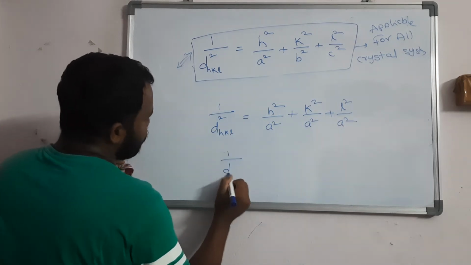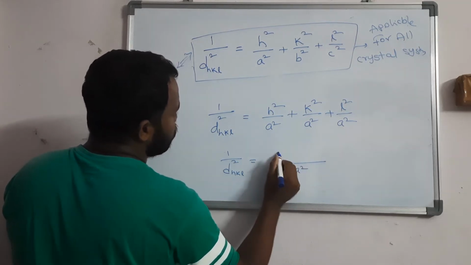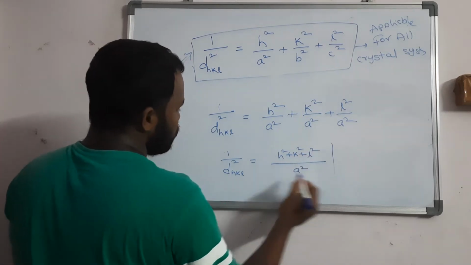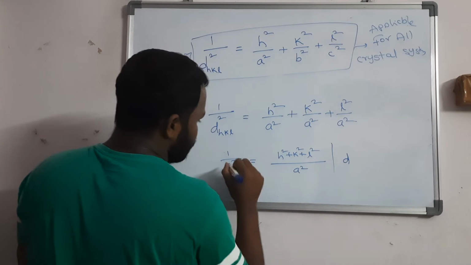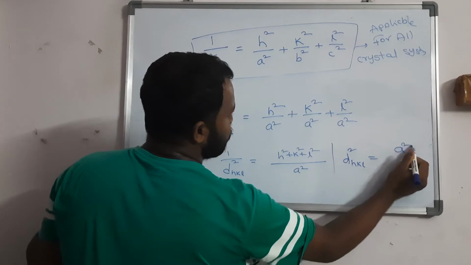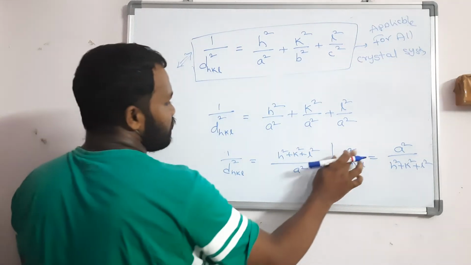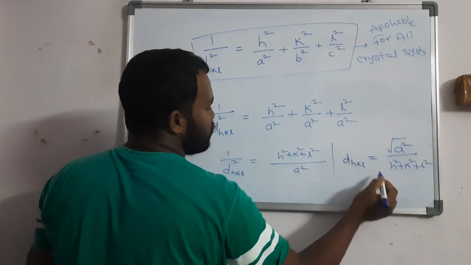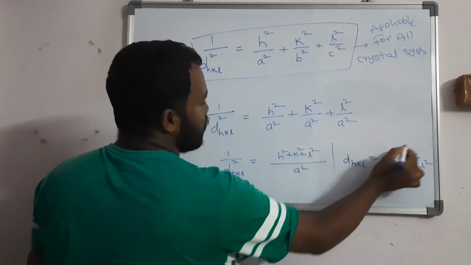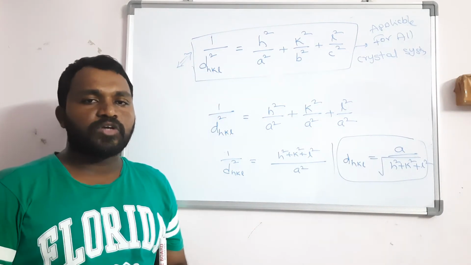Now next step, 1 by d_hkl whole square is equal to, now the LCM is a square only, so you will get h square plus k square plus l square over a square. Next, if I take the reciprocal, d square hkl is equal to a square by h square plus k square plus l square. If I want to remove the square, I take the square root on both sides. So the d_hkl value for simple cube is a by under root h square plus k square plus l square.